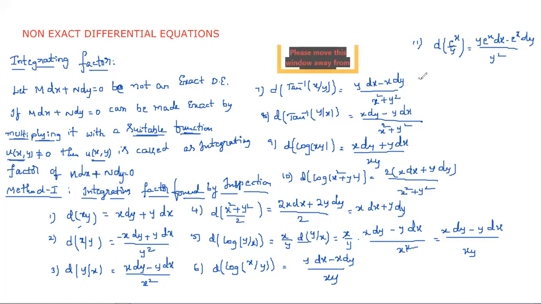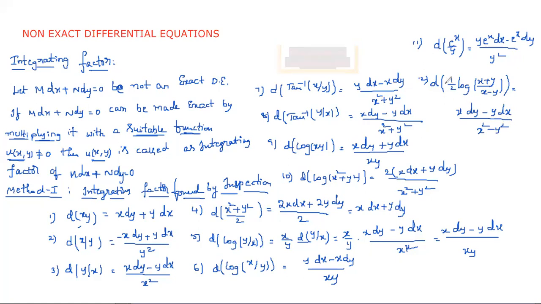And next, derivative of 1 by 2 log((x plus y) by (x minus y)). So this is equal, simply we'll get it as (x dy minus y dx) by (x square minus y square). So these are all the formulas for applying the inspection method.